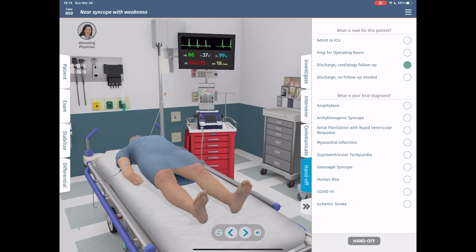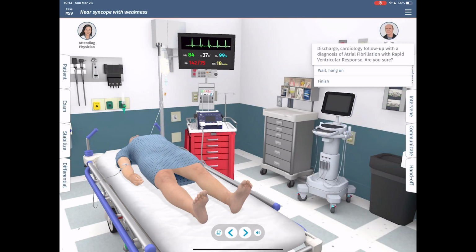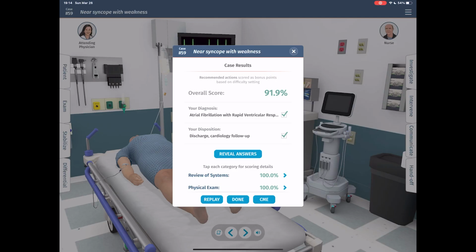And for the final diagnosis, we know he didn't have COVID-19. He didn't have a stroke based on the CT. He could have had syncope. But when we took the initial EKG, the interpretation at the bottom matches atrial fibrillation with rapid ventricular response. So let's take that as the diagnosis. We'll click hand off. Then it wants to double check and says, are you sure? Wait, hang on, or finish. We'll go ahead and finish. And it gives us a score. It tells us the diagnosis, and it tells us our disposition.